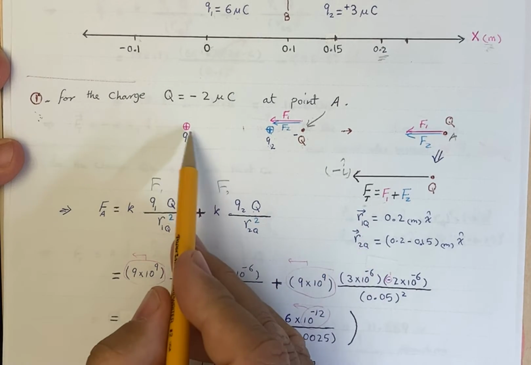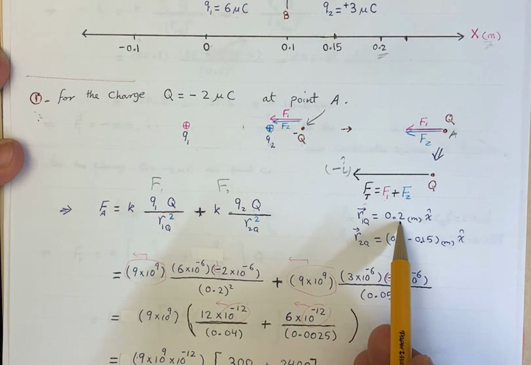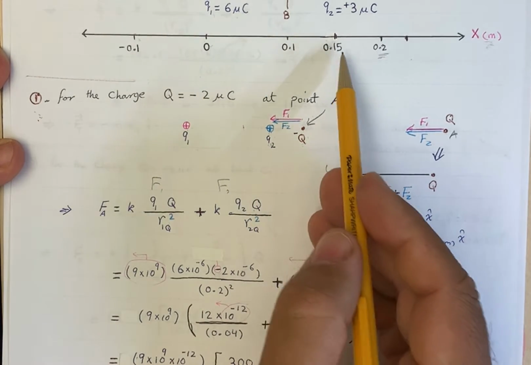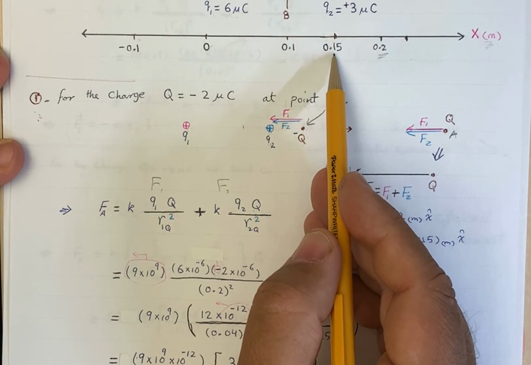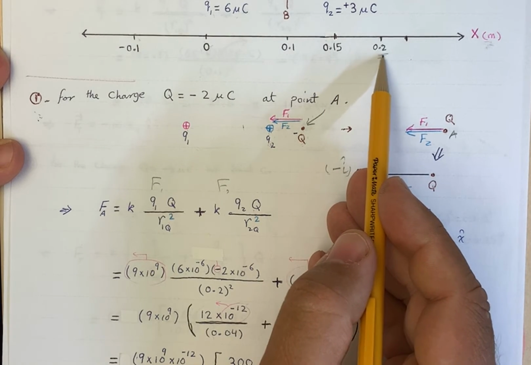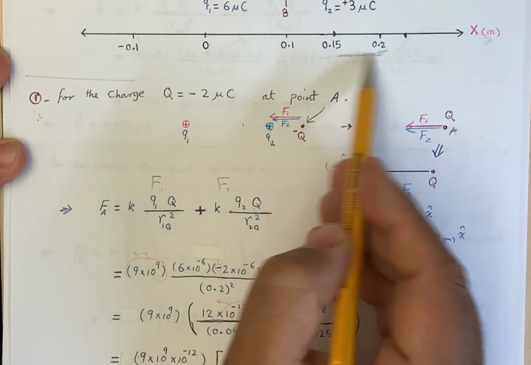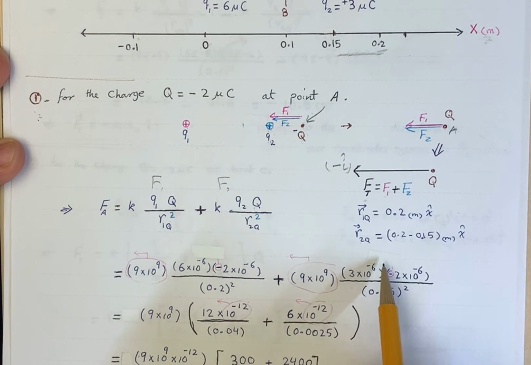R from here to here is 0.2 meter. R from here to here: this is at 0.15, this is at 0.2, which is 20 centimeters, and this is 15 centimeters. So this distance is 5 centimeters, which is R2Q.